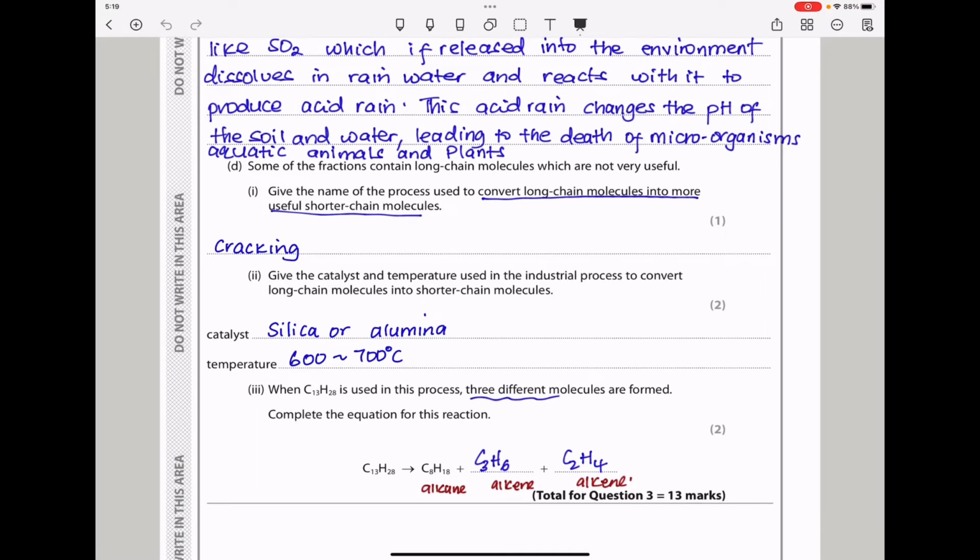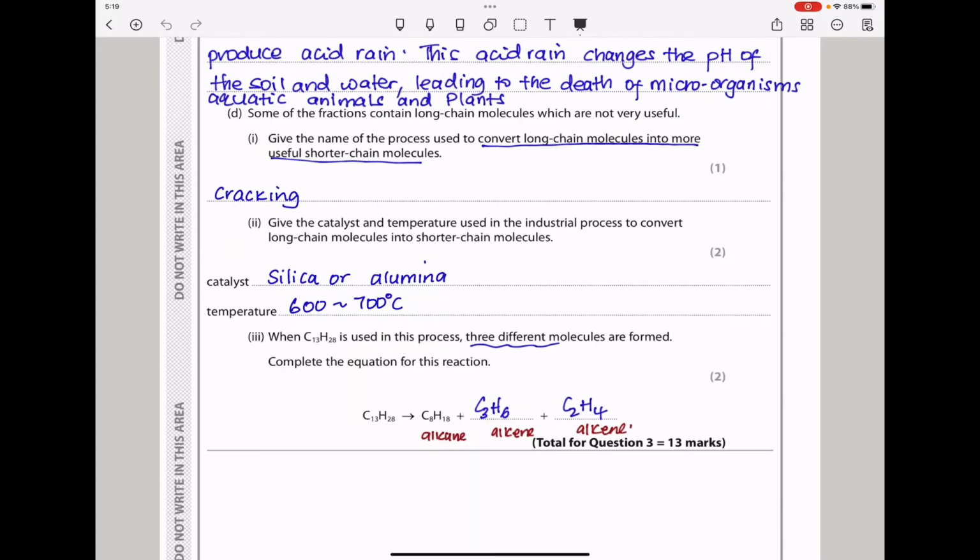Down here they say, give the catalyst and temperature used in the industrial process to convert long-chain molecules into shorter-chain molecules. In cracking, the catalyst used is silica, or you can say alumina, and the temperature is 600 to 700 degrees. The next part says, when carbon-13, hydrogen-28 is used in this process, 3 different molecules are formed. They want you to complete the equation for this reaction.